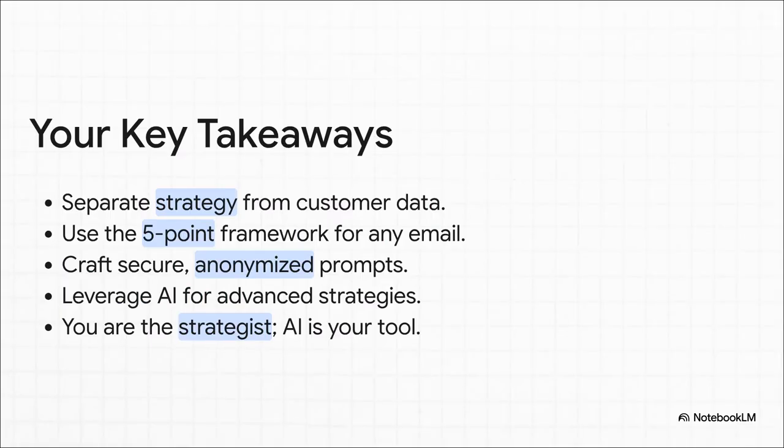So let's wrap this up with the key takeaways. Number 1, always separate your strategy from specific customer data. That's the bedrock. 2, use that 5-point framework for every single email you want to enhance. 3, get really good at writing secure, anonymized prompts. And 4, don't be afraid to use AI for more advanced stuff like campaign planning and cultural tuning. But the most important thing to remember through all of this? You are the strategist. The AI is an incredibly powerful tool, but you're the one driving.